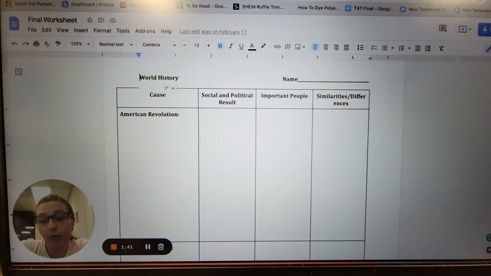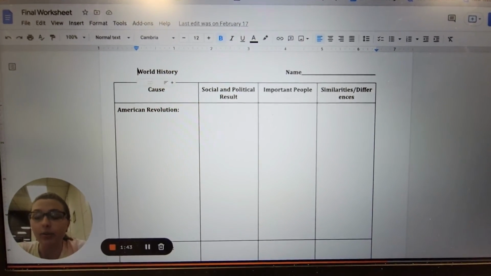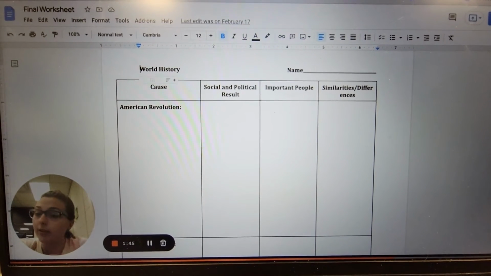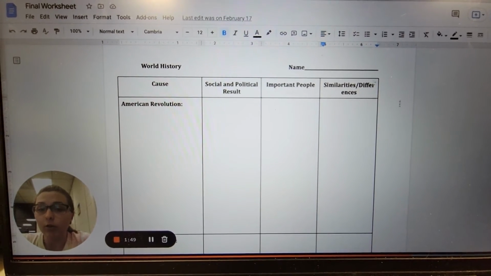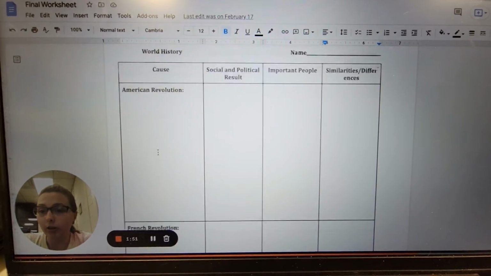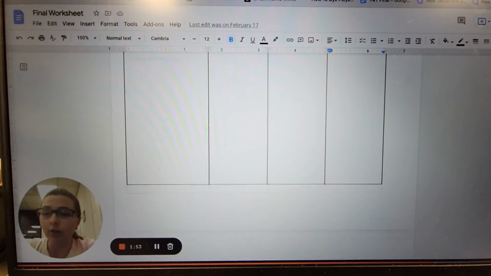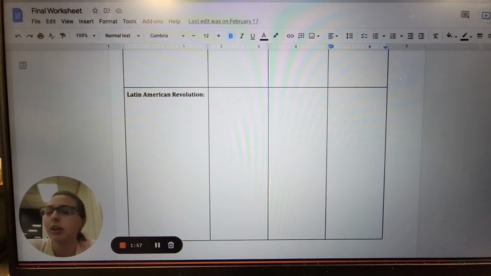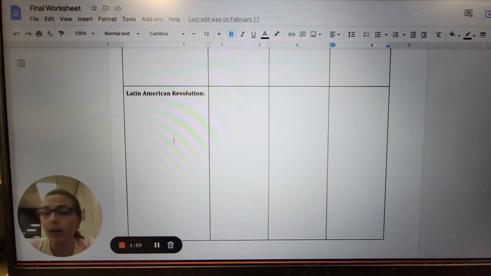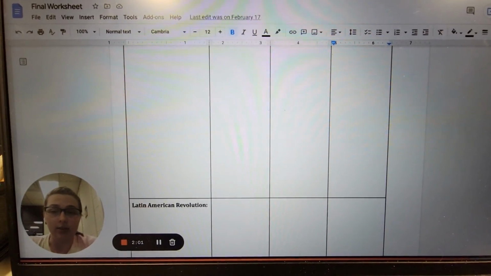So we created a worksheet to go along with this lesson. This will be filled out as students are presenting about their different revolutions. There are 4 revolutions included. We have the American Revolution, the French Revolution, the Haitian Revolution, and the Latin American Revolution. These are the 4 biggest ones that come from the curriculum in this U.S. history.